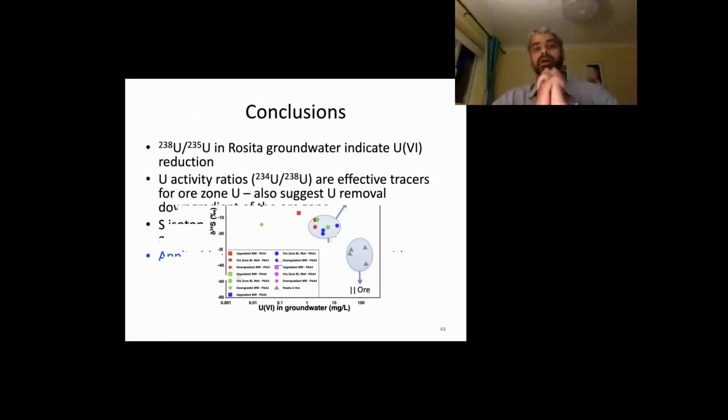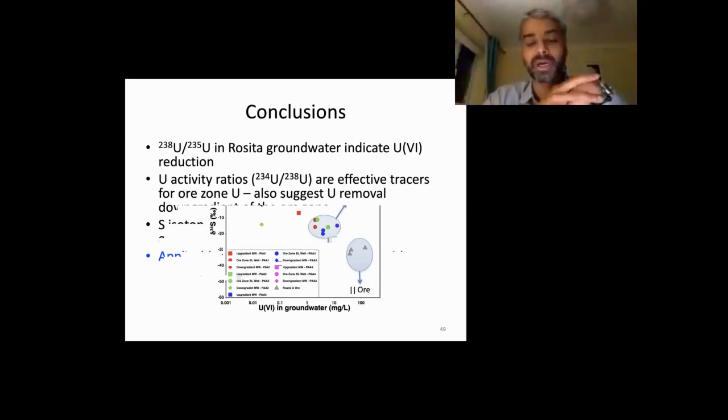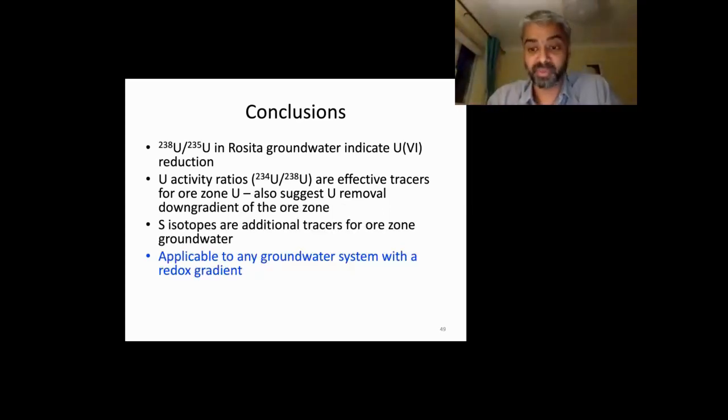Okay, so this is my last slide. The conclusion is basically that we can use the uranium isotope ratios very effectively to delineate the zones of uranium reduction. And then we can use a couple of additional tracers, uranium activity ratios and sulfur isotopes. This is applicable to any groundwater system with a well-developed redox system. It doesn't have to be an economically viable ore deposit. If there is a little bit of uranium reduction, that should be picked up by the isotope ratios.